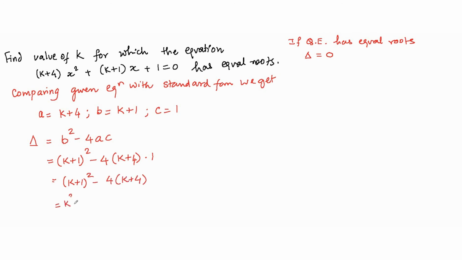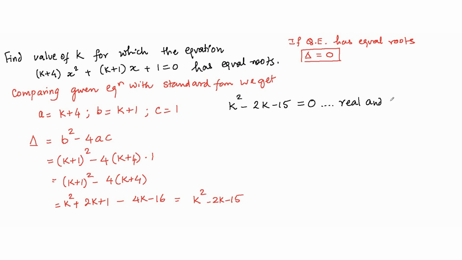Let's expand. This becomes k square plus 2k plus 1 minus 4k minus 16, which equals k square minus 2k minus 15, right? And we want this discriminant to be equal to 0. So what I'm going to do is equate k square minus 2k minus 15, which is the discriminant, to 0. The justification is we want real and equal roots, right? Though they have mentioned only equal roots, equal roots can exist only if roots are real, because if the roots are imaginary, they are going to be distinct roots.